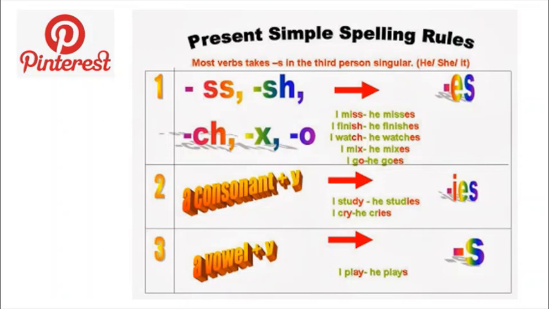The second rule is, if the verbs end with a consonant plus Y, you must replace it with IES at the end of the verb. For example, he studies and he cries. The third rule is, if the verbs end with a vowel plus Y, you must add S after the verb. For example, he plays.